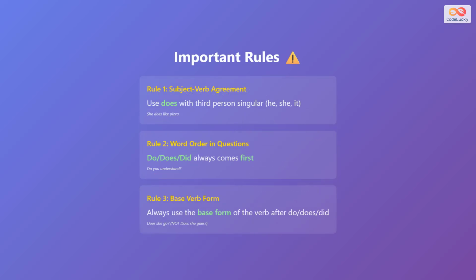There are three important rules to remember when using do as an auxiliary verb. Rule 1, subject and verb agreement. Always use does with third-person singular subjects like he, she, and it. Use do with all other subjects. Rule 2, word order in questions. The helping verb always comes first in a question. For example, do you understand? Not you do understand. Rule 3, always use the base form of the verb after do, does, or did. For example, does she go? Not does she goes.